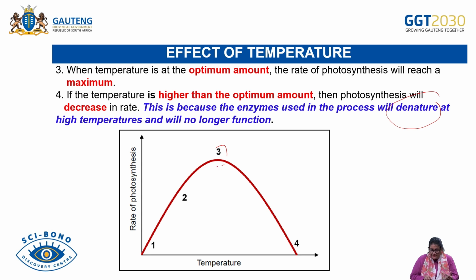So that is what's happening between points 3 and 4. The photosynthetic enzymes denatured due to very high temperatures, and therefore photosynthesis rate will drop. Okay.